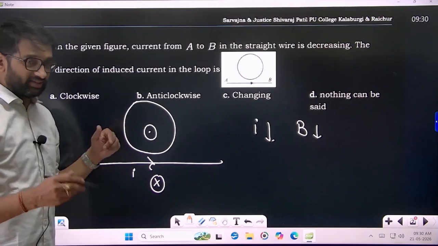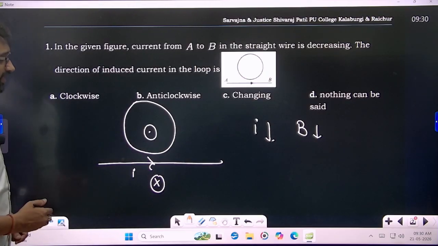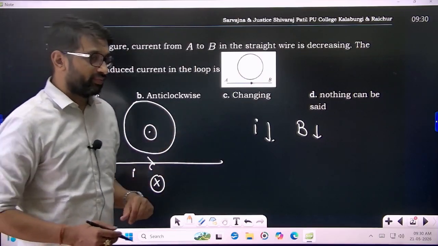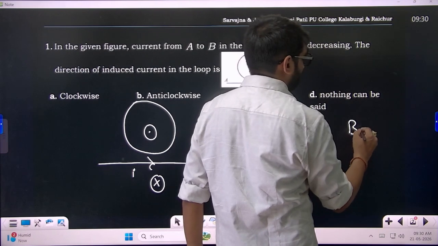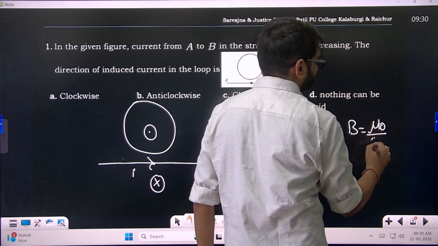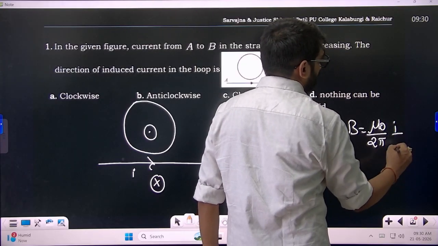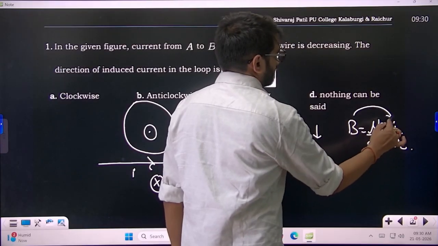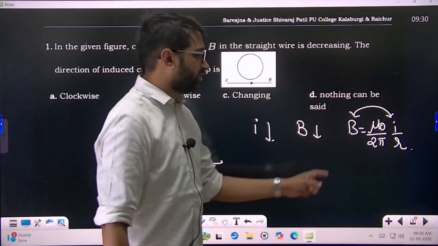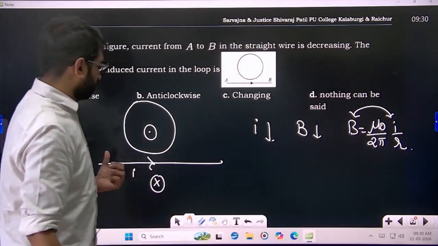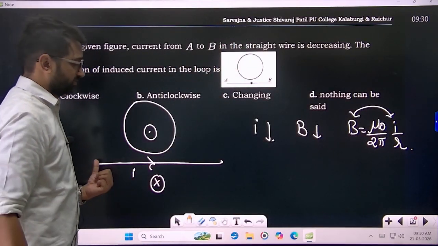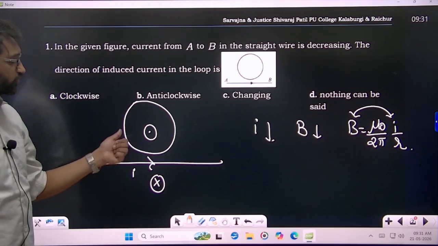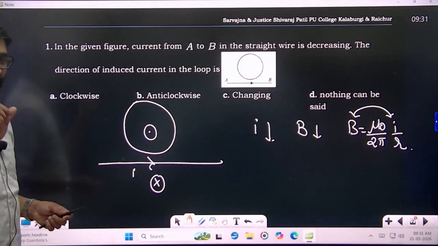So once again, let us just go with the explanation here. This is the current I, straight wire. As we know, due to a straight wire, magnetic field is mu naught by 2 pi into I by R. So this one, B is directly proportional to I. So in this wire, as the current is decreasing, the corresponding field produced by this wire also decreases. This is the first point.